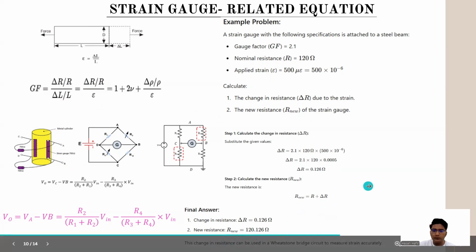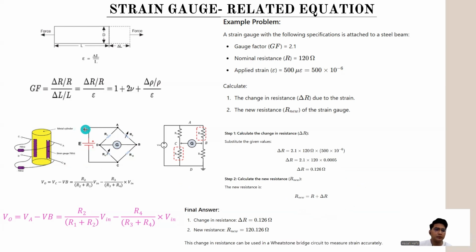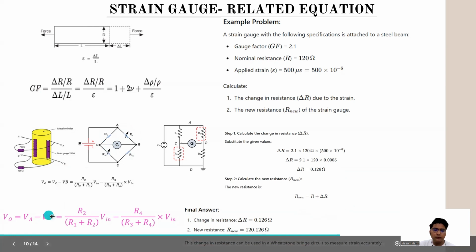This change in resistance can be used within the bridge circuit to measure strain accurately. So from another formula, when given the value of resistance and the input voltage, we can also calculate using this formula to get the voltage output produced.